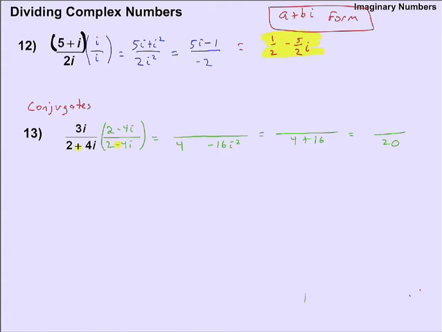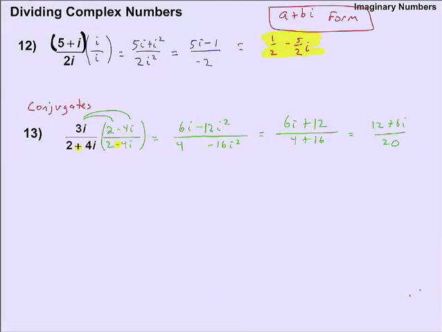In the numerator, we are going to distribute. So that's 6i minus 12i squared. And again, we see this i squared. And again, every time you see that i squared, all it does is it changes its own sign. So we have 6i plus 12, which I can't really simplify, but what I can do is rewrite it so that the real number is first.